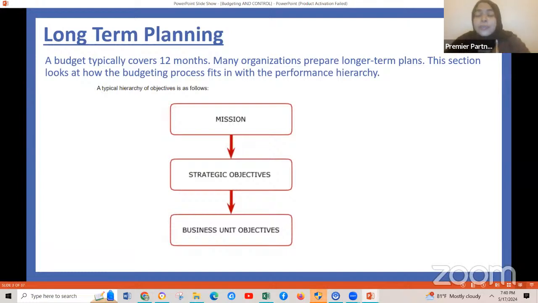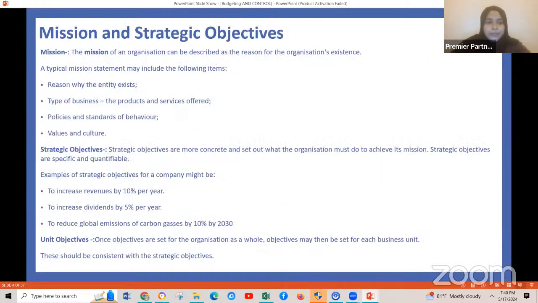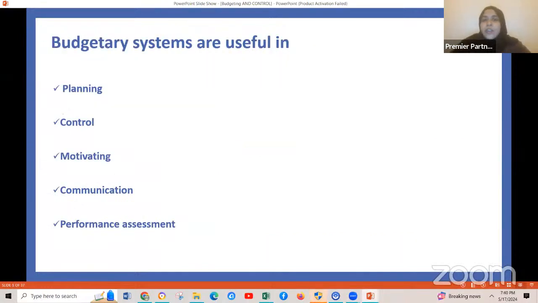When you're planning for your business, you set your vision, mission, and objectives for the entire company as a whole. For different business units in individual terms, what are your objectives? You plan everything out. Then you set your mission and strategic objectives. So what is your mission? What's your objective? And then you plan your strategies as to how you're going to achieve them.